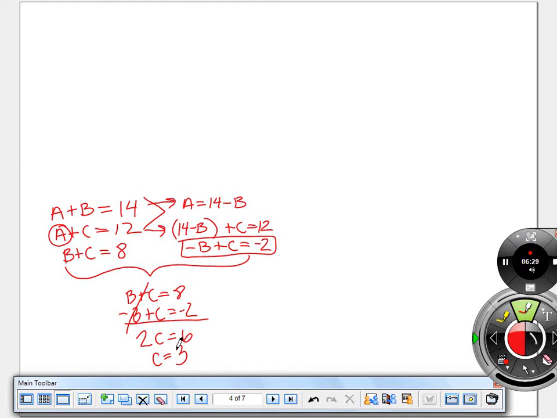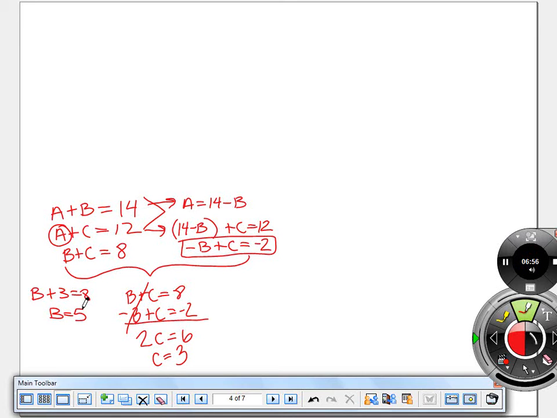Okay? Now that I know that C is equal to 3, what am I going to do with that information? Plug it in, right? Am I going to go here first to plug it in? No. Go to a place that uses it and only one other thing so you can figure out the one other thing, right? So maybe I come here. B plus C equals 8. If C is 3, B plus 3 equals 8, then B must be 5.